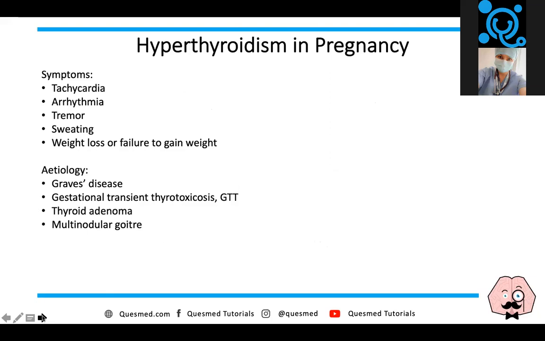So just revising the general symptoms of hyperthyroidism, these are mostly the same as any non-pregnant person with hyperthyroidism. So tachycardia, arrhythmia, tremors, sweating, weight loss. In pregnancy, there might be a failure to gain weight appropriately with gestation. In terms of causes, the most common causes in pregnancy are Graves' disease and gestational hyperthyroidism or gestational transient thyrotoxicosis. Other causes are adenomas and multinodular goiters, as in non-pregnant people.